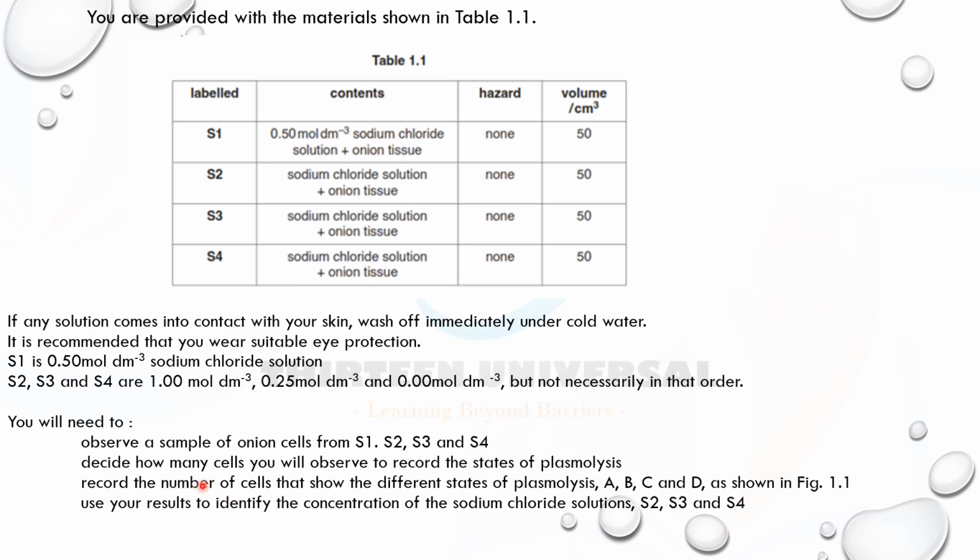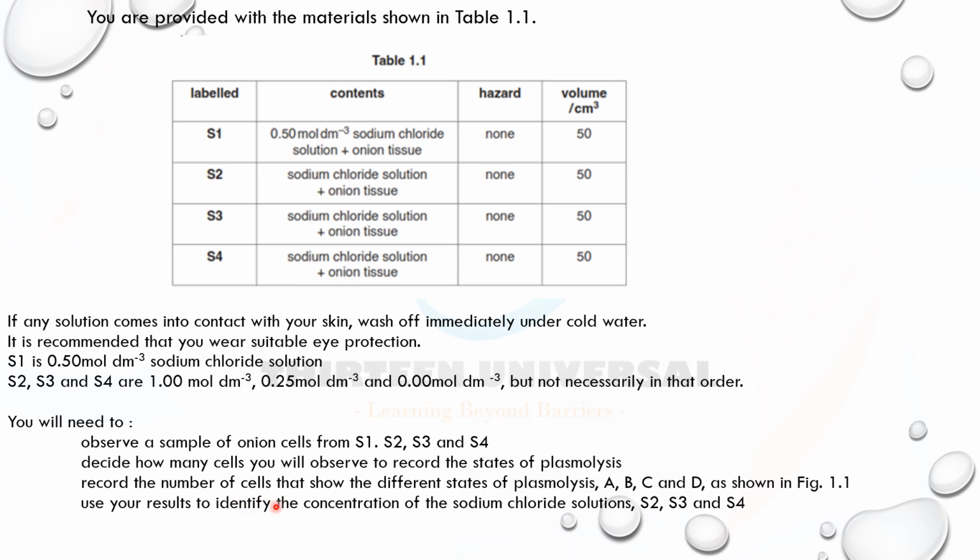Now, let me say this. In every scientific experiment, there are three variables you must know. As you walk through this procedure, in your mind you should be thinking which one is my independent variable, which one is my dependent variable, and which one is my controlled variable. The two important ones are independent and dependent. Independent is what is being changed. What is being changed here is concentration, either 0.5, or 1, or 0.25, or even 0. But what are we going to measure? It's the recorded number of cells, the number of cells that show different states of plasmolysis.